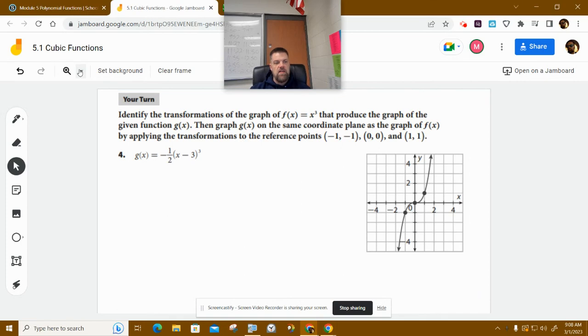All right. Let me read this real quick and then I'll zoom in so you guys can see it in the back. It says, identify the transformations of the graph f of x equals x cubed. So that's what I just read. It says to produce the graph of the given function g of x. Then they do this stuff. Okay. So what we're trying to do is the transformation.